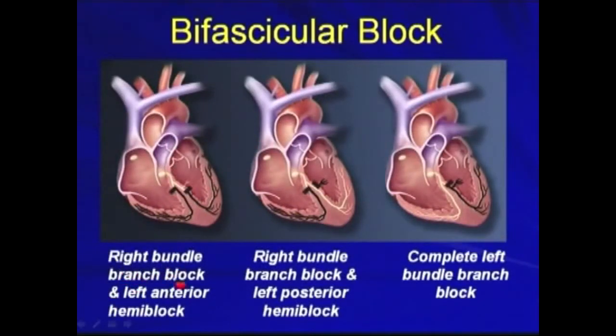So it can be a right bundle branch block and left anterior hemiblock. Remember, there's a left anterior fascicle and left posterior fascicle in the left bundle. Or can be a right bundle branch block with a left posterior hemiblock. Or can be a complete left bundle branch block. In these three scenarios, we call it a bifascicular block.